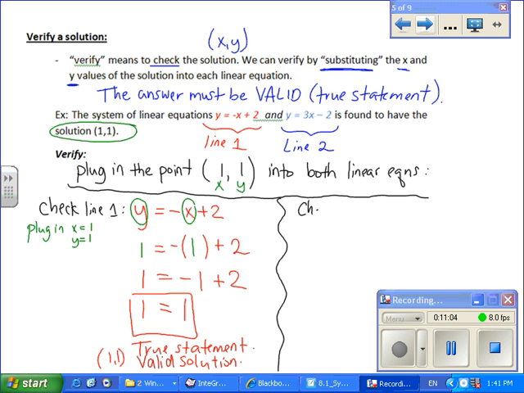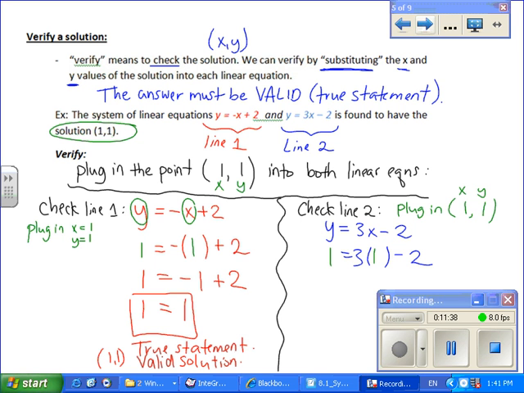So let's check line 2. We're going to verify line 2. Again, we use the equation for line 2, which is y is equal to 3x minus 2. And I'm going to plug in my solution, the point (1, 1): x equals 1, y equals 1. So I put a 1 everywhere I see a y, and I substitute in a 1 everywhere I see an x.